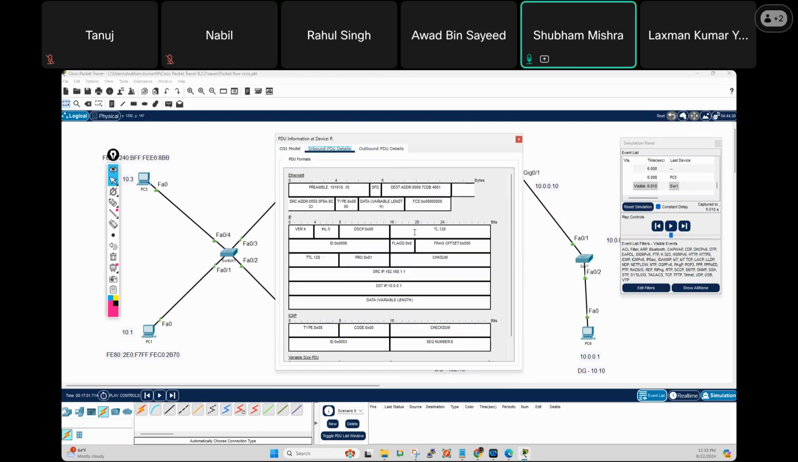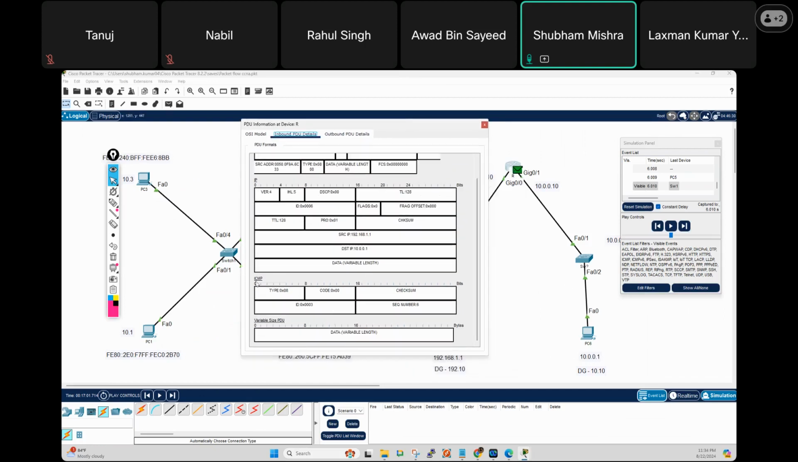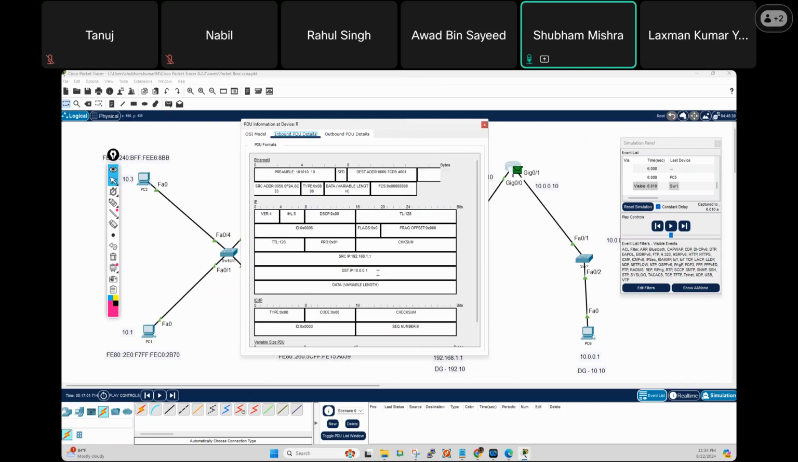Inbound. Are you guys able to see? Yes, you can see. This is the ICMP. This is the IP header. Everything is fine. Yes or no? Source IP is 192.168.1.1. Destination is 10.1. This one. Yes, everyone? Yes or no?